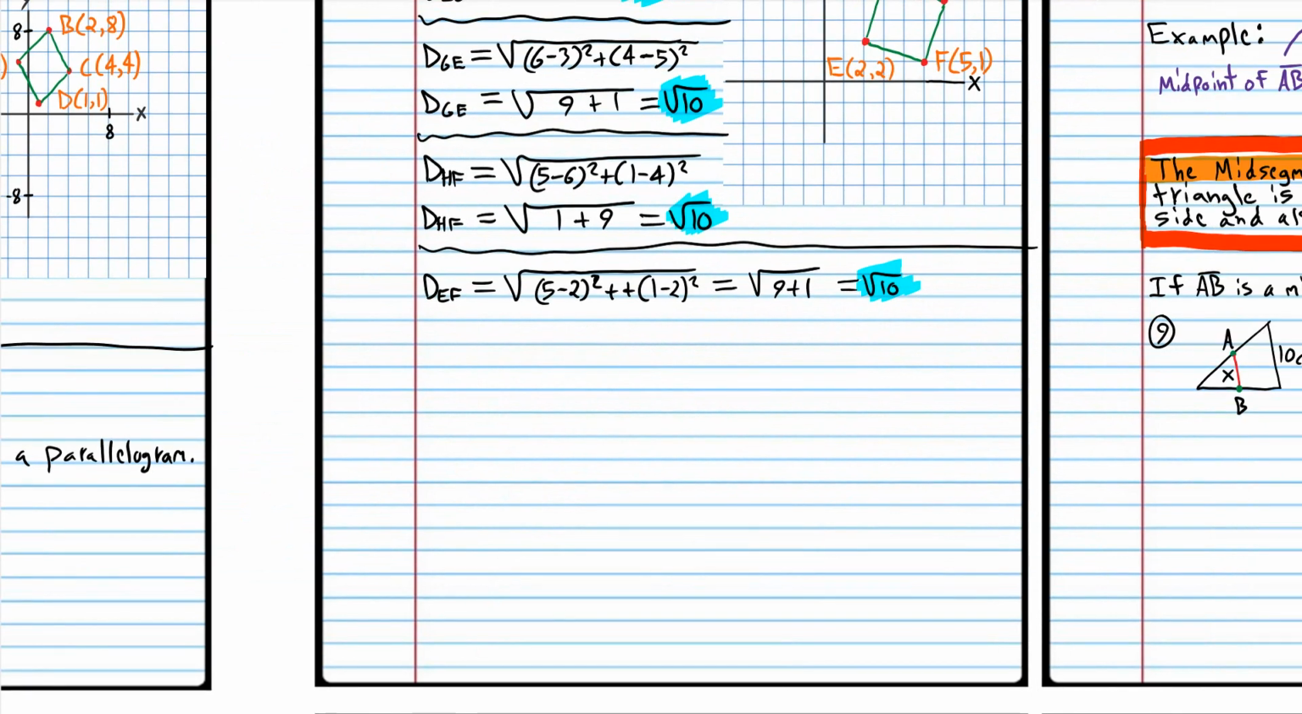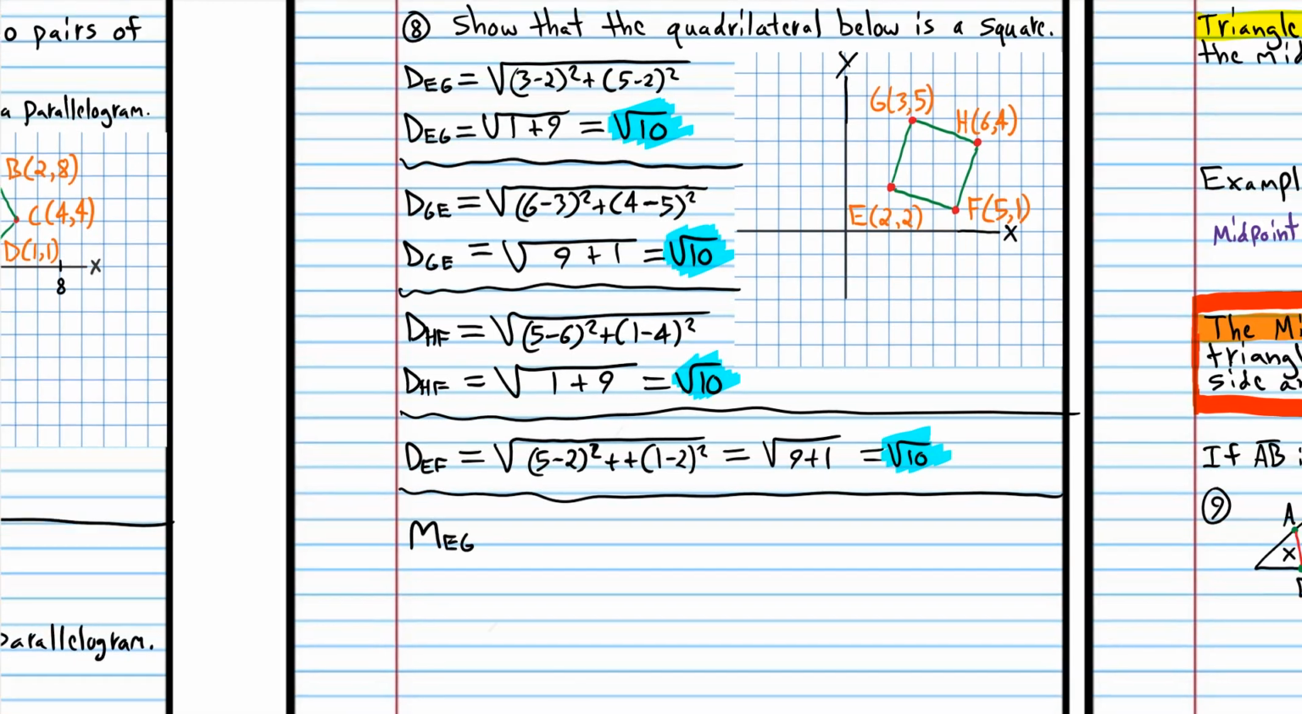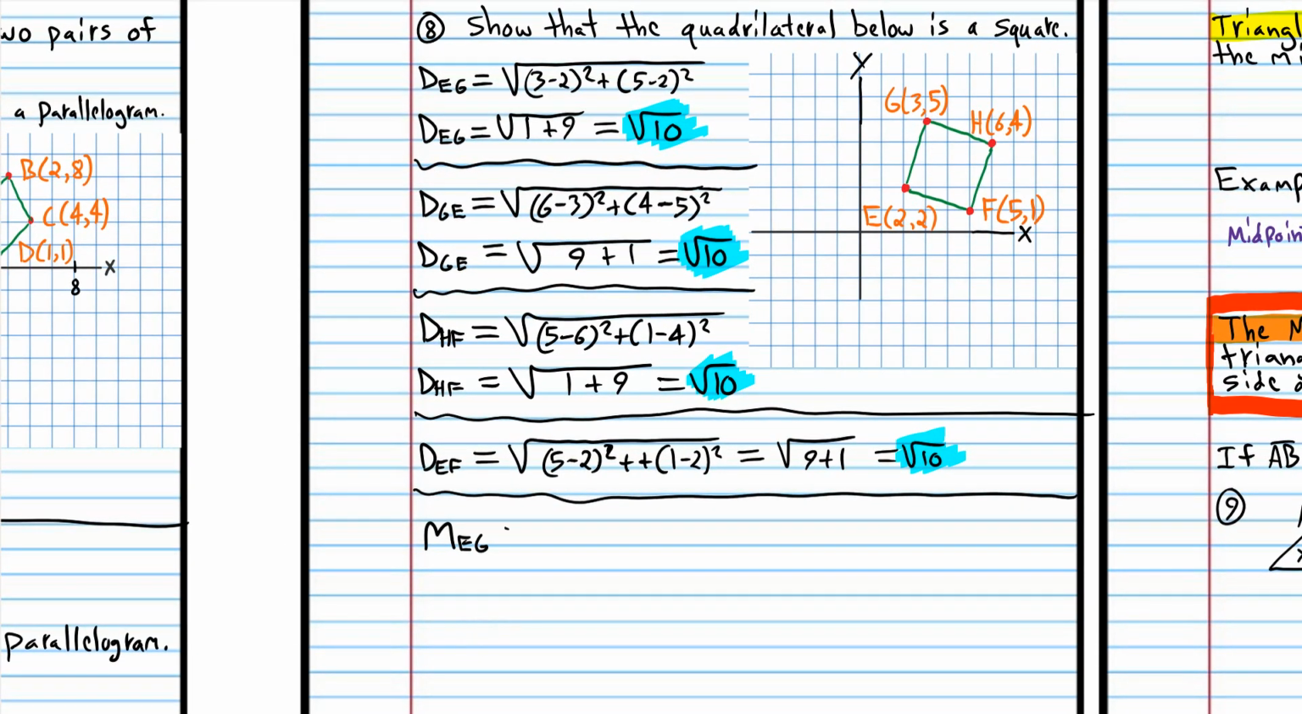So we're going to use slopes to do that. So let's try the slope. Let's try EG. We're going to find the slope of the line segment EG. So that is, using E as point 1, we have 5 minus 2 over 3 minus 2, which is 3 over 1, which just simplifies to 3. So that's the slope of EG.